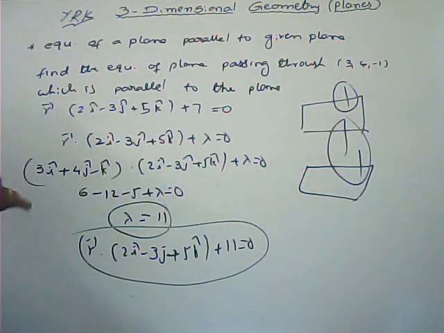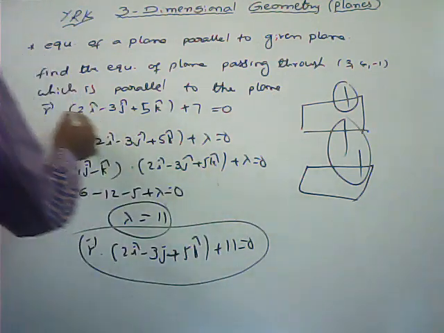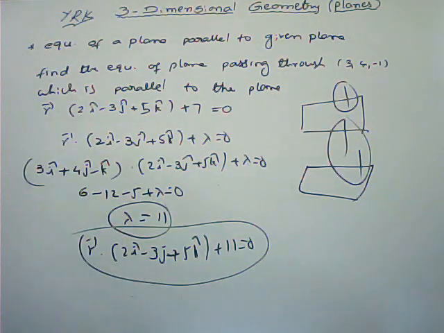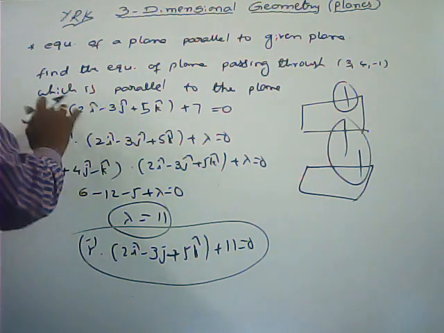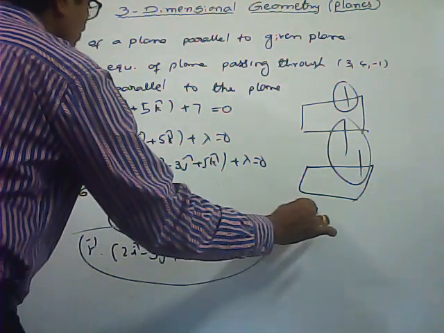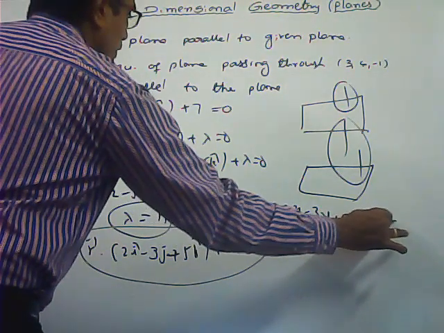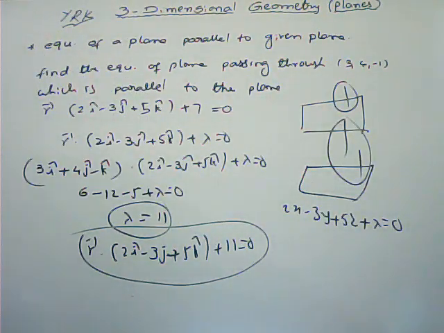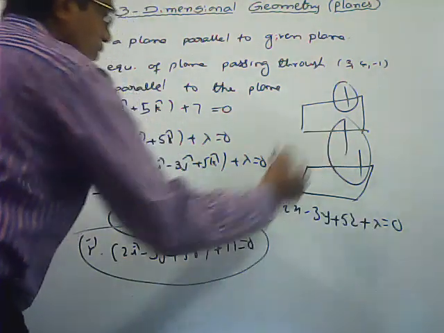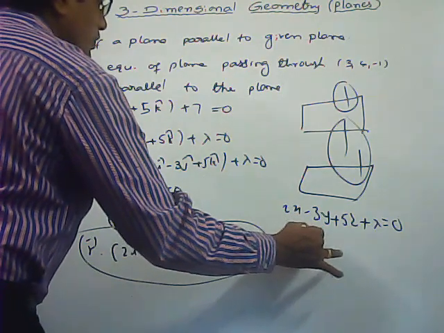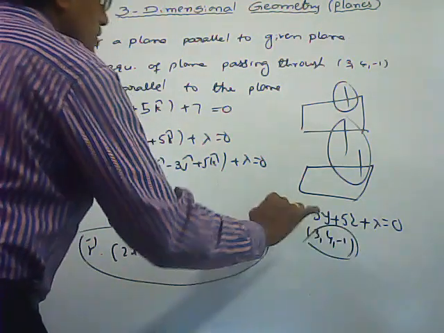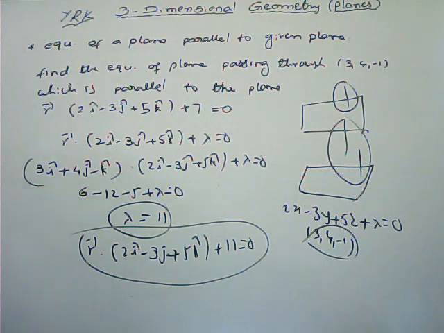Otherwise, in the Cartesian form, how to do that one? Here, what is the equation? In the place of r bar, you can take xi cap plus yj cap plus zk cap. Now, take the dot product. 2x minus 3y plus 5z plus 7 is there, plus lambda equals 0. This is the equation of any plane parallel to the given plane; that is, they differ by only the constant term. This one passes through the point 3, 4, minus 1. Substitute and simplify. Here we get lambda value 11. Replace the lambda value.